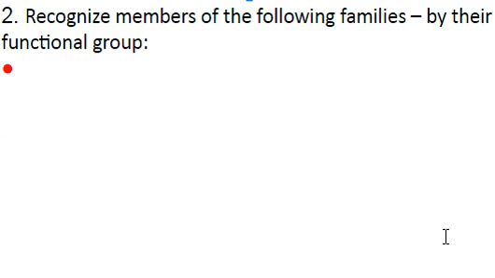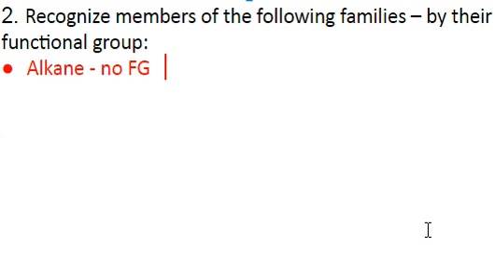Objective 2, recognize members of the following families by their functional group. And this is where your data booklet can really help you out. You could find a number of these things. But first you've got the 3 hydrocarbons. You have alkanes, which have no functional group.